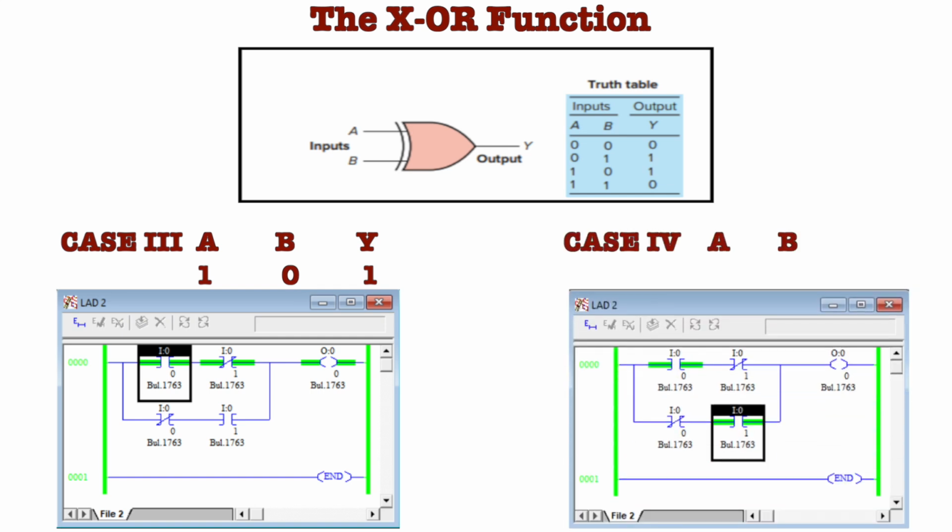While in the fourth case, when A is 1 and B is 1, all 4 switches will change their state. In the first rung, the first switch will change from normally open to normally closed. In the second rung, it will change from normally closed to normally open, while the second switch in the first rung will change from normally closed to normally open, and in the second rung it will change from normally open to normally closed. So we will not get any power through any of these rungs, and we will get a 0 output.